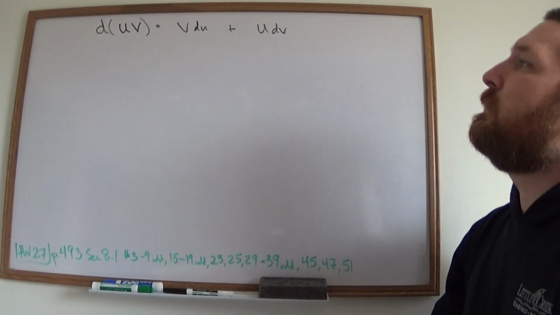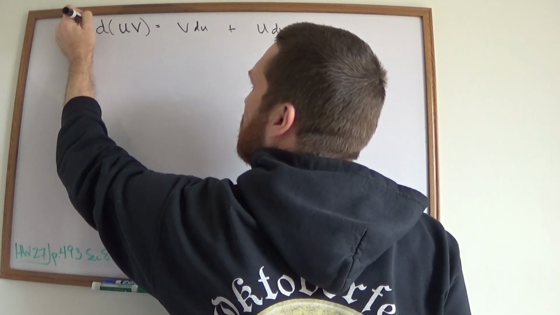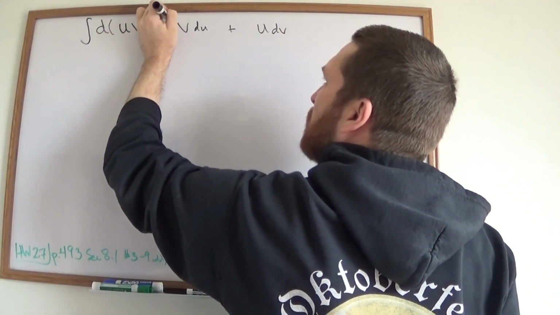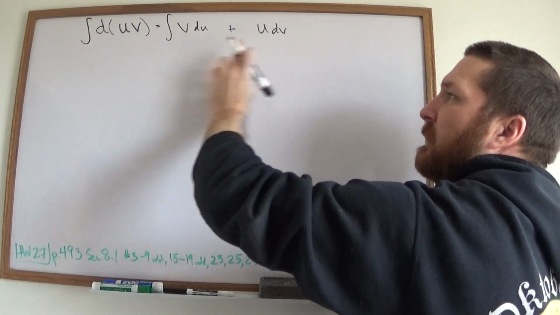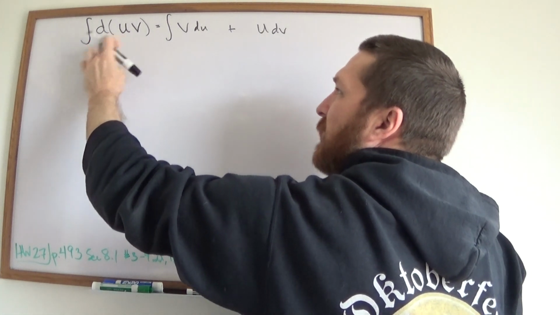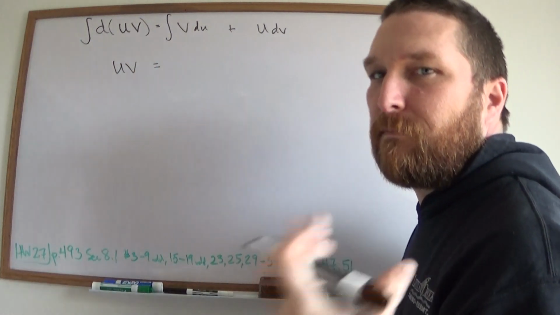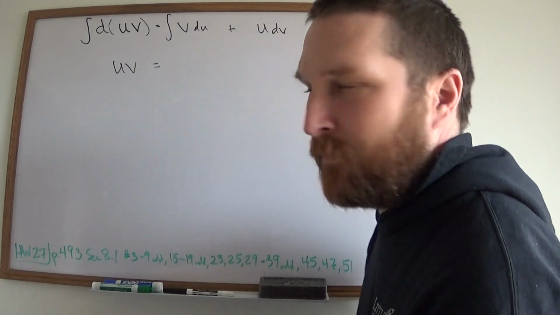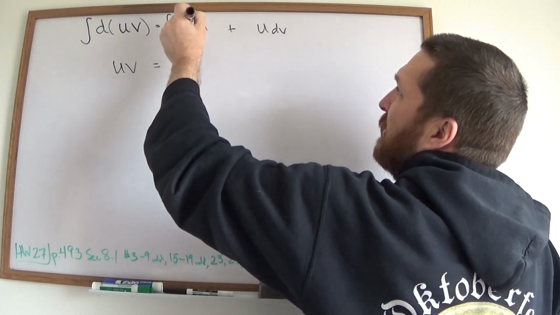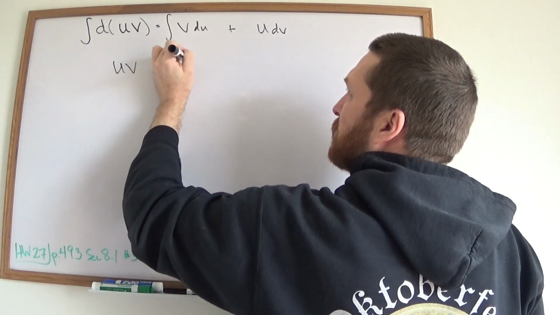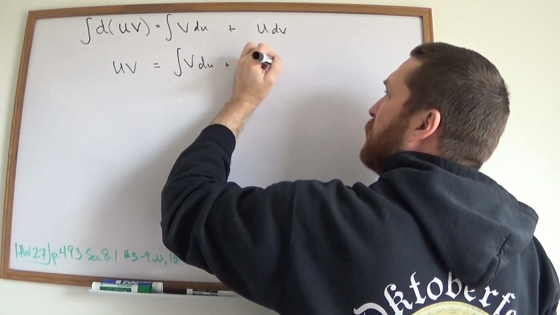And so now, when we undo this, when we take the integral of both sides of this, let's see what happens. Integrate this whole thing. So this is the antiderivative of a derivative. This is just uv plus a constant. I'm not going to bother with that. And here on the right-hand side, I'm going to go ahead and break this up into two integrals. The integral of v du plus the integral of u dv.